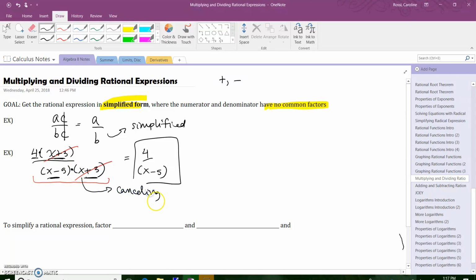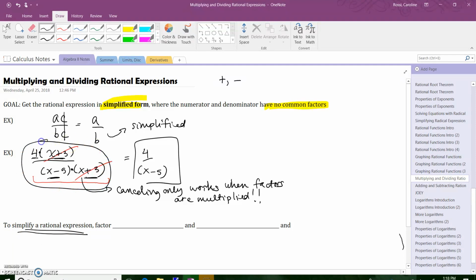So make a note for yourself here. Canceling only works when factors are multiplied. Because very soon we will be adding and subtracting, and it's very tempting to cancel there as well, but it doesn't work when your factors are added or subtracted. So what we're going to do here is they won't be given to you like this. You will have to get them in that form.